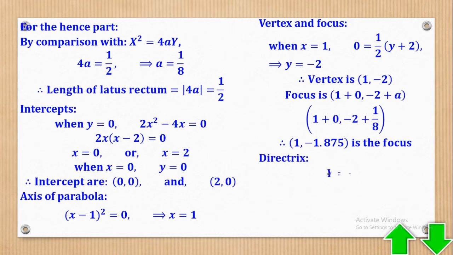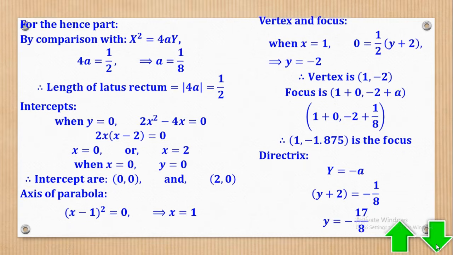Then the directrix. Now we shall use capital Y equal to negative a, because here it was x squared which was squared. Then we already know that capital Y is equal to y plus 2, therefore when I make y the subject, it will be negative 17 over 8. And that will be the directrix. So now that we know those parameters, we can sketch our curve.